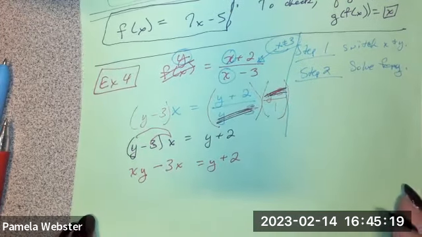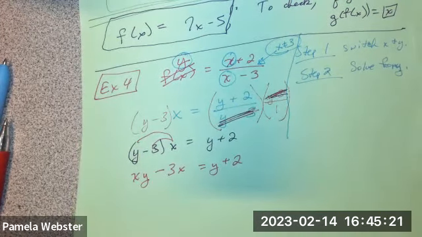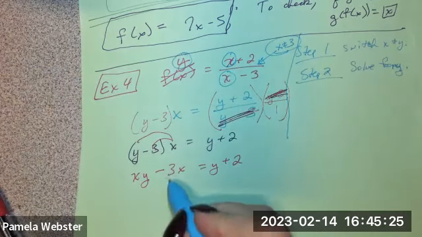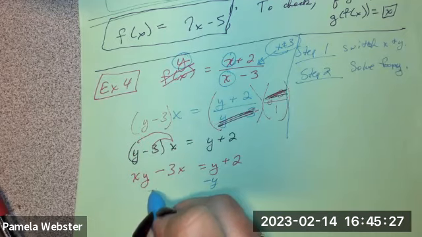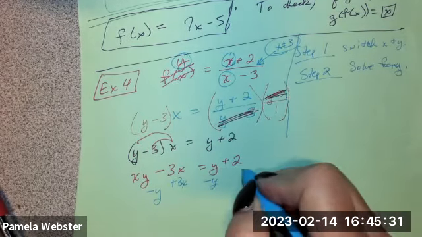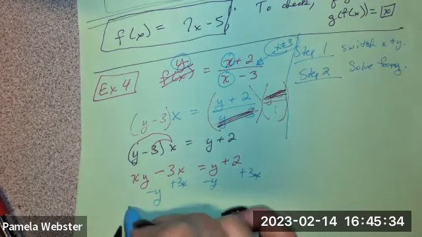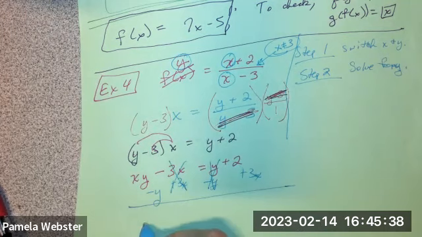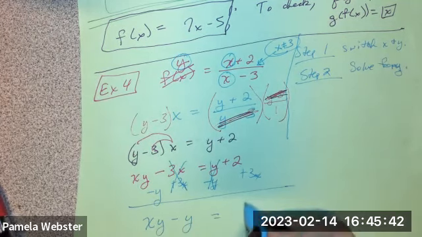We're getting there. Now I'm trying to solve for y, so I'm going to move all the y's to one side and move the x guy to the other side. So minus y, and this was a minus 3x. I'm going to plus 3x, plus 3x. All right, these guys go away and those guys go away. You can do that in 2 steps if you need to. xy minus y is equal to 3x plus 2.